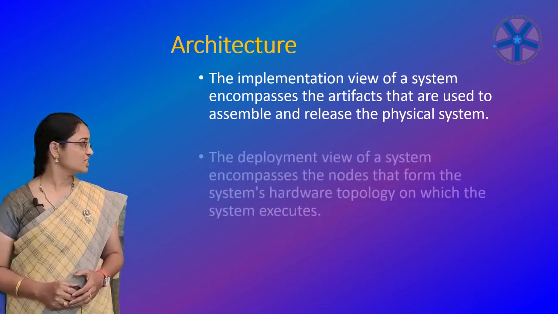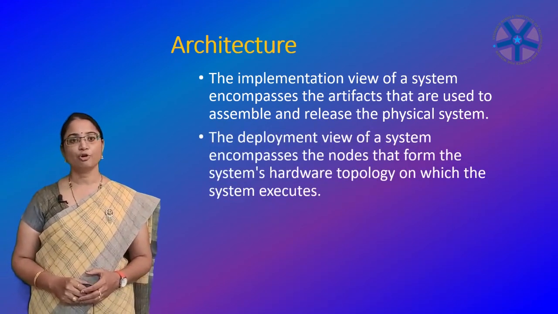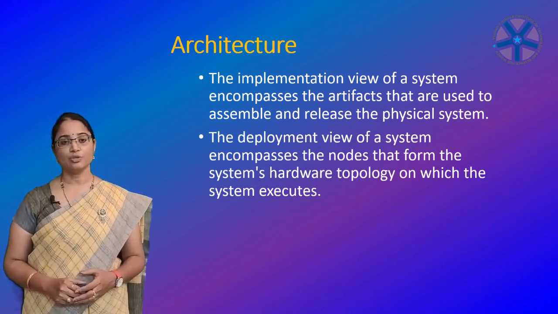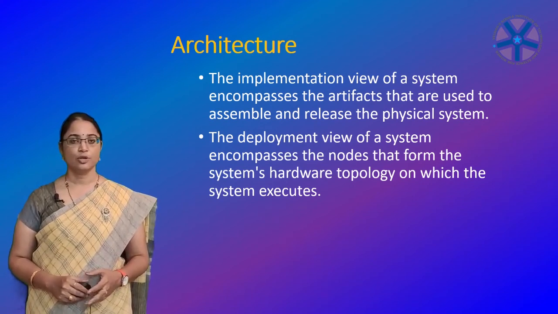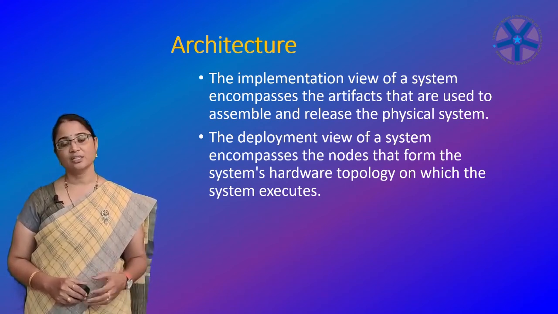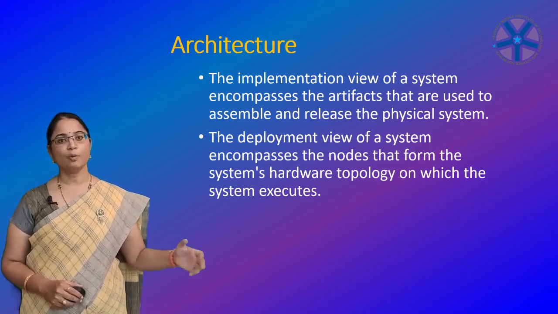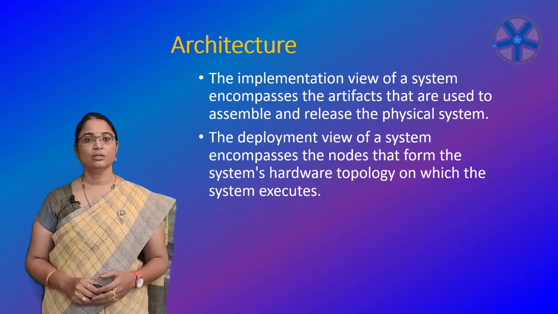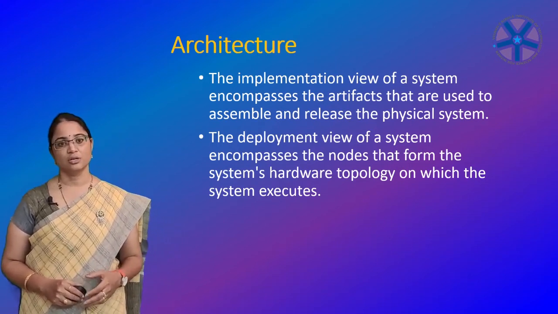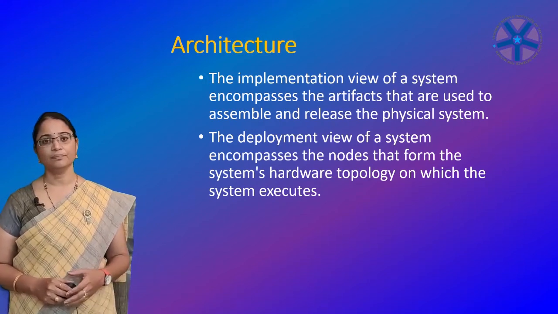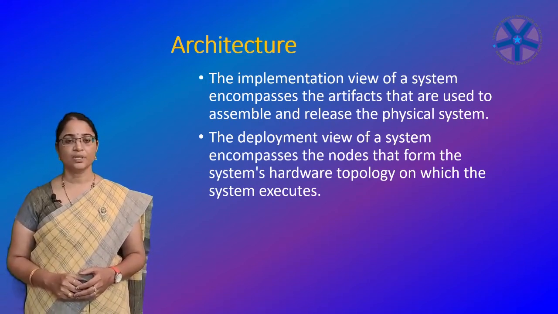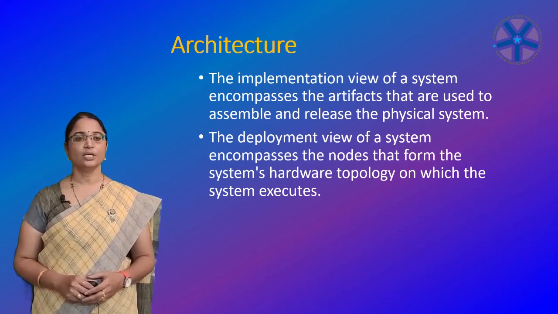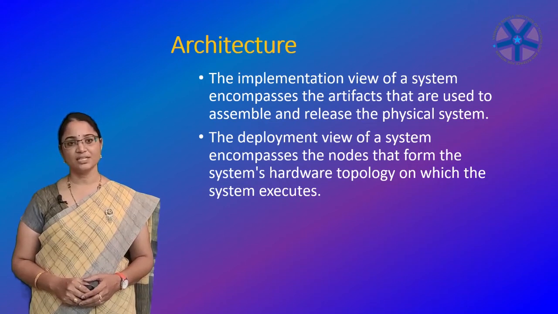Coming to the next view, that is the deployment view. In the deployment diagram, we know that nodes are used. Nodes and relationships itself indicate the deployment diagrams. Here the deployment view of a system encompasses the nodes that form the system's hardware topology. Topology means the layout of the structure, or the layout of the system on which the system executes. This view primarily addresses the distribution, delivery and installation of the parts that make up the physical system.